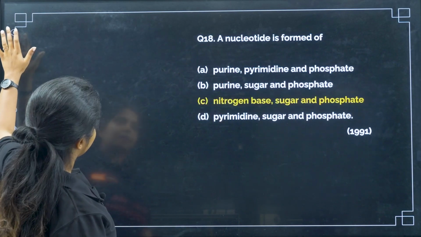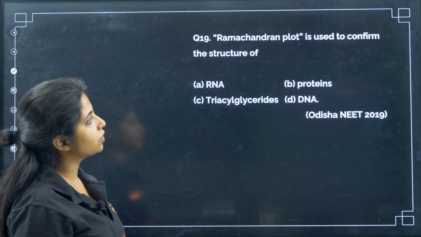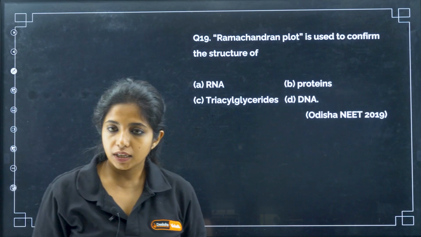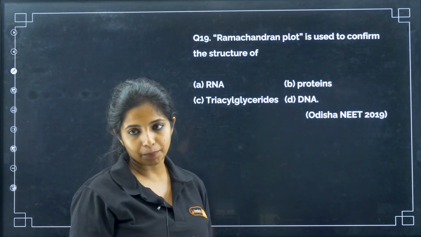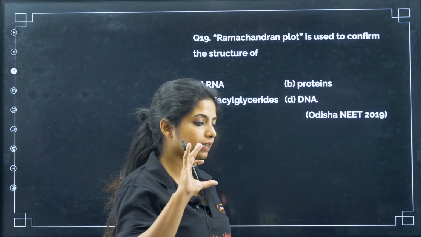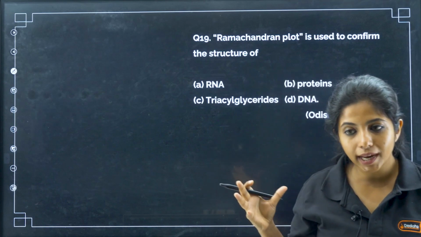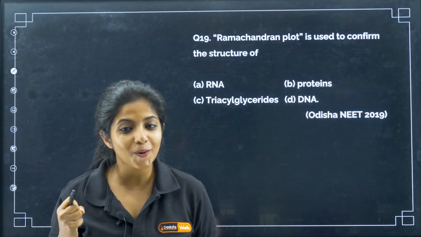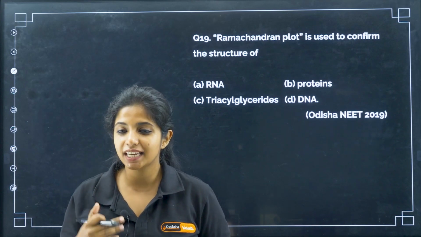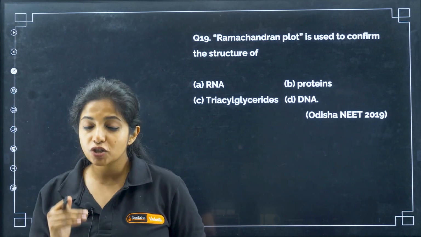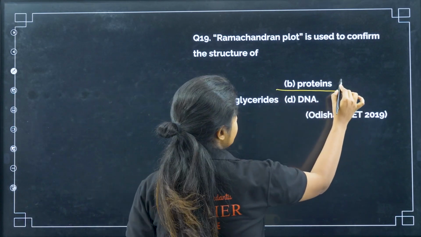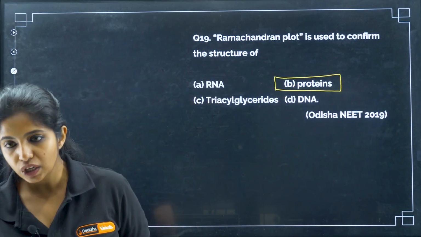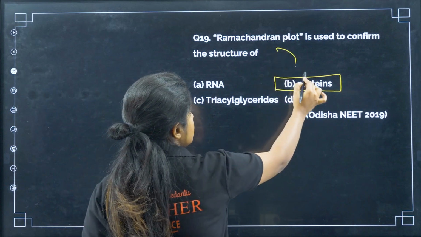Cool? Cool, ma'am. Next. Ramachandran plot is used to confirm the structure of what? RNA, proteins, triglycerides or DNA. So Ramachandran plot is basically used to describe amino acids, and what is that something that amino acids come together and form? It is what? Proteins. So can I say it is used to confirm the structure of proteins? Will I be wrong if I say that? No, your answer is this. Ramachandran plot is actually used to confirm the structure of proteins, my dear children.